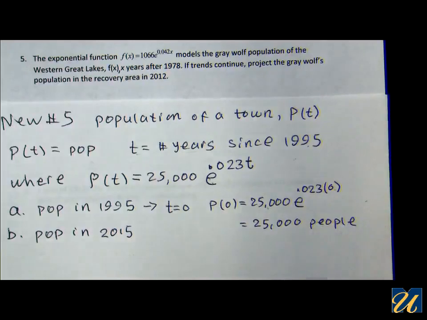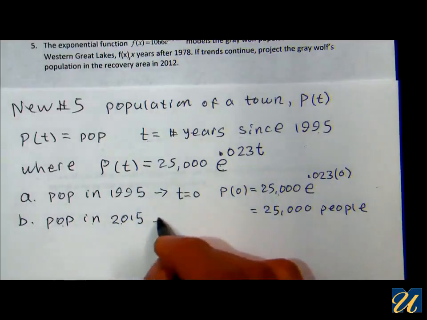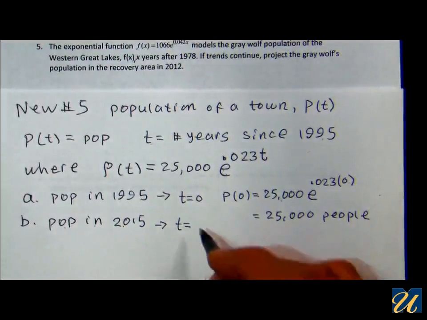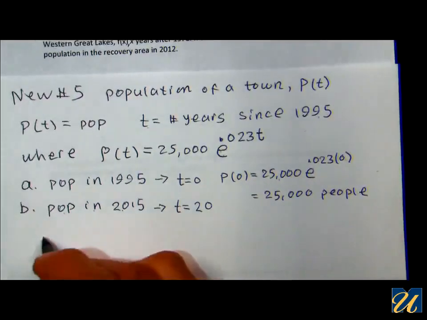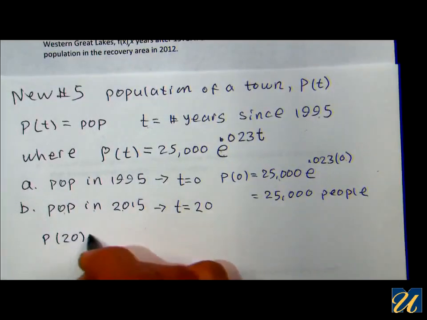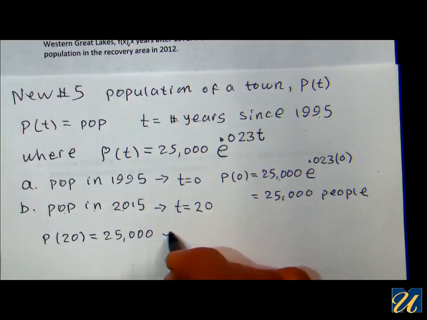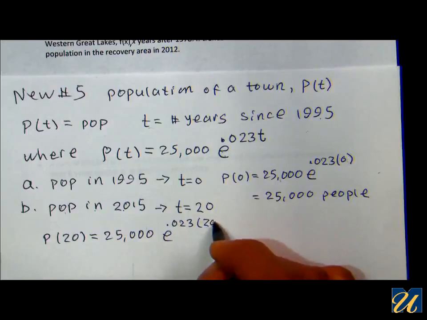It's 25,000 people back in 1995. And then things begin to change from that point forward. Let's calculate the population in 2015. Okay, but 2015 would be how many years have elapsed since 1995? So that would be 20 years. So we'll find P of 20 in the same way: 25,000 e to the power 0.023 times 20.